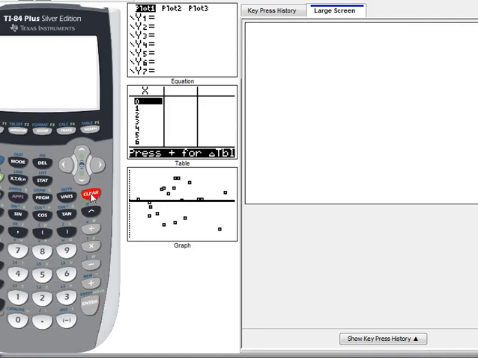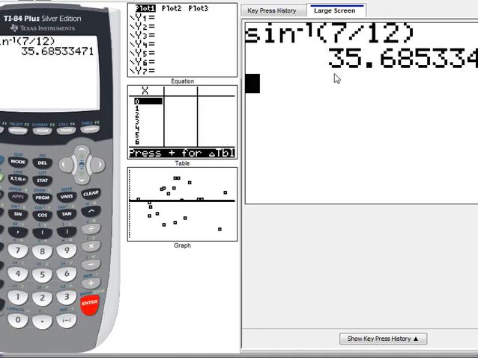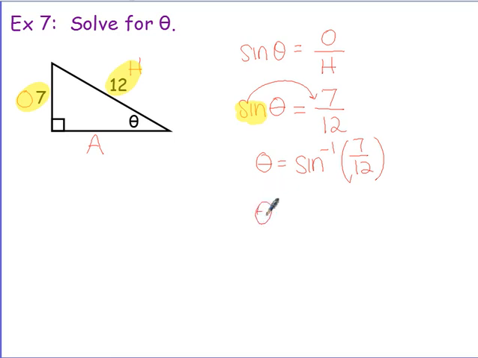So inverse sine is right above the sine button. I'm going to press second sine. You see the little -1? That's what we needed. And then it is attaching itself to 7 divided by 12. So our angle is 35 point, this makes that a 7. 35.7 degrees. And yes, I want to see you use degree symbols when you're solving for angles.